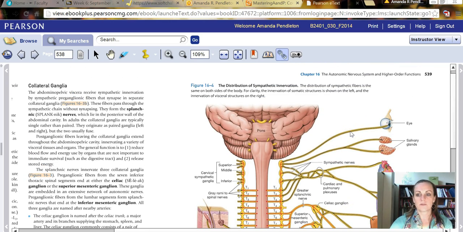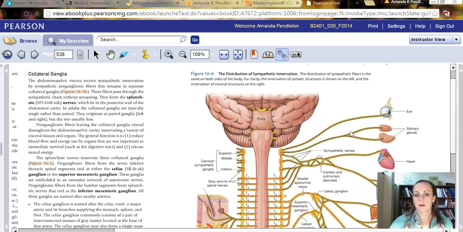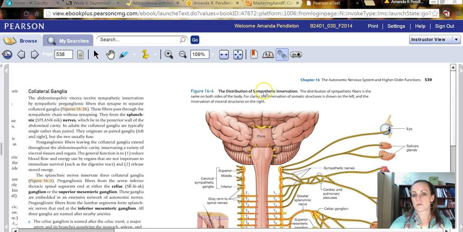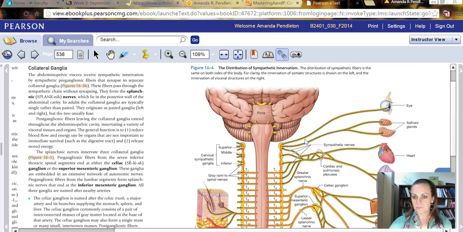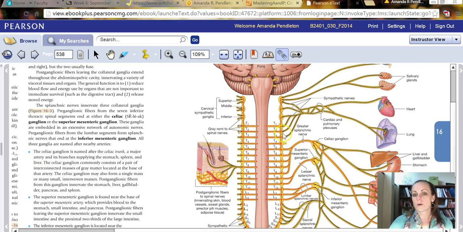So I want to look at this page from your textbook. It's on page 539, and you'll see this is the distribution of sympathetic innervation. So that means the sympathetic nervous system. What does it look like? Just to orient you to this image, the red is going to be the preganglionic neurons and the black is going to be the postganglionic neurons.